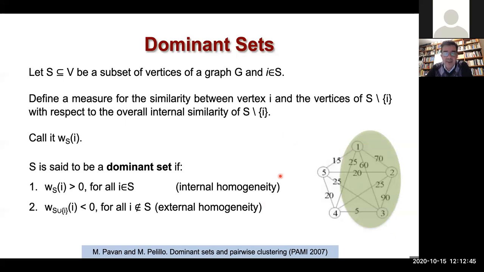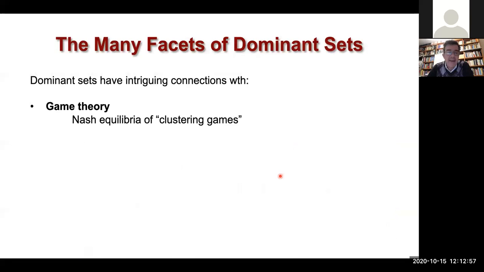Now, we introduced this framework a few years ago in a journal paper, the PAMI paper 2007. And later on, we discovered many intriguing connections with several branches of applied mathematics. In particular, as Andre was mentioning in his nice introduction, we established a formal connection with game theory. We were able to show that these dominant sets are in one-to-one correspondence with Nash equilibria, or more precisely, evolutionary stable strategies of so-called clustering games.